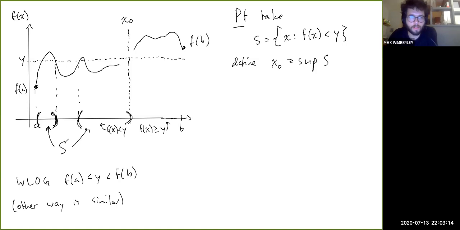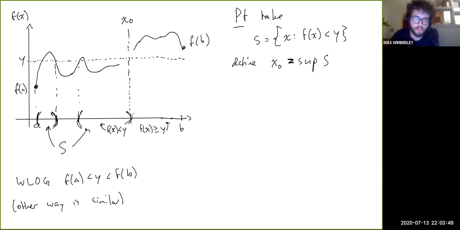Okay, so x naught is the supremum here, okay? S, in this case, is like two intervals, because the function can dip above and below y many times. Looking at the graph, we could ask why not pick x naught over here or here or here? The problem is, in general, it's hard to describe what those places are. So we know we can find a value of x naught right here that works, and that's what we're going to focus on.